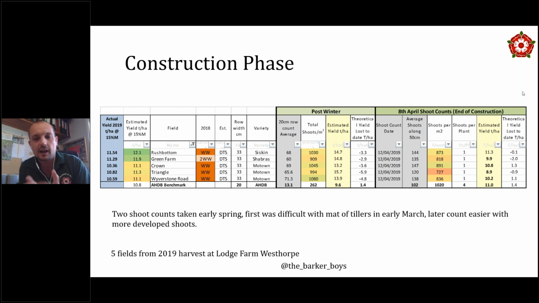Then you're looking at how you could manipulate shoot survival into tillers, and so we were looking at micronutrition or biostimulants to make sure that the plants were holding on to the shoots that they have developed through the season.